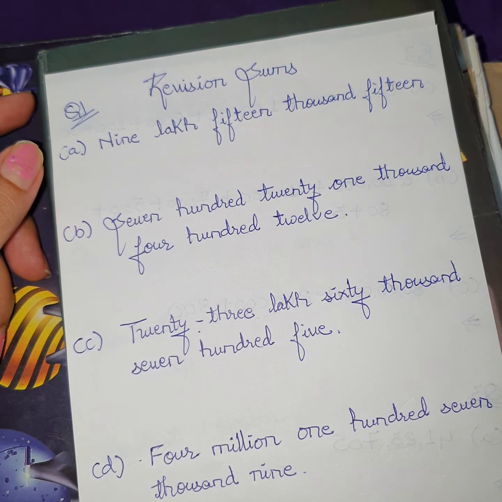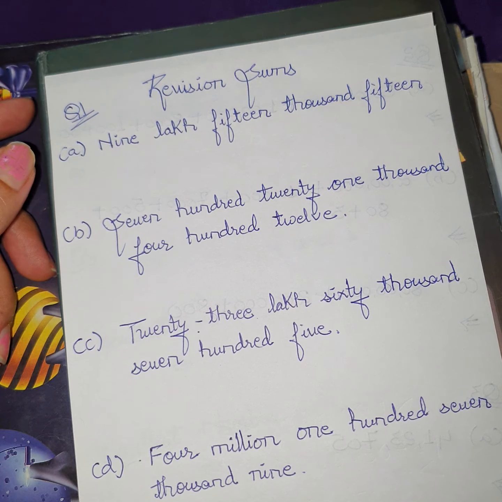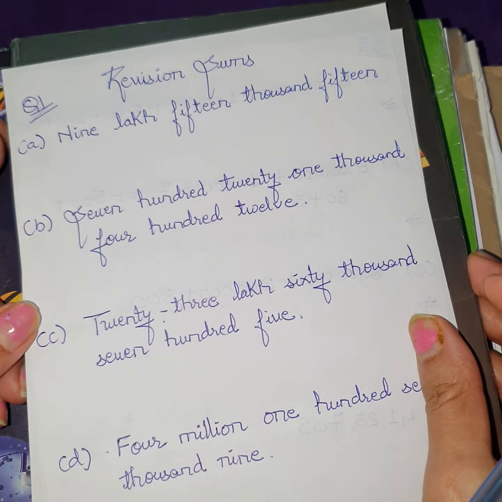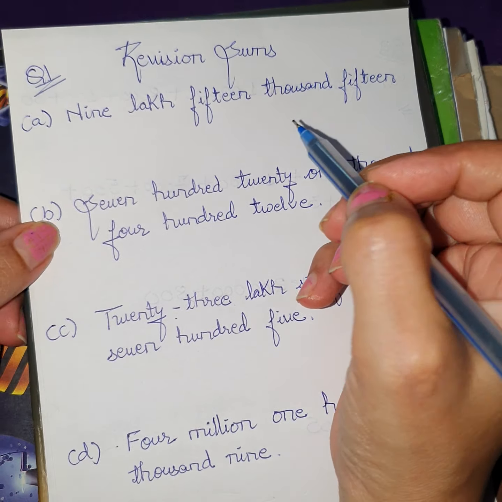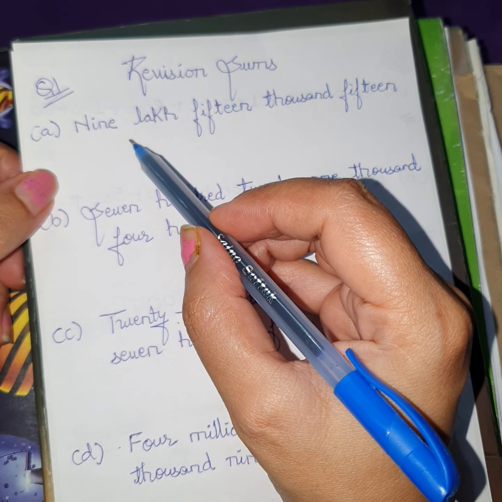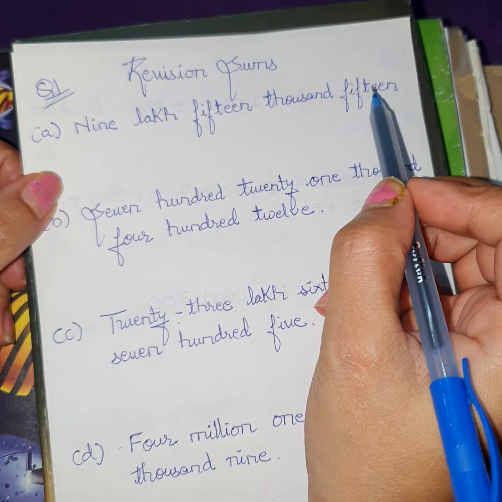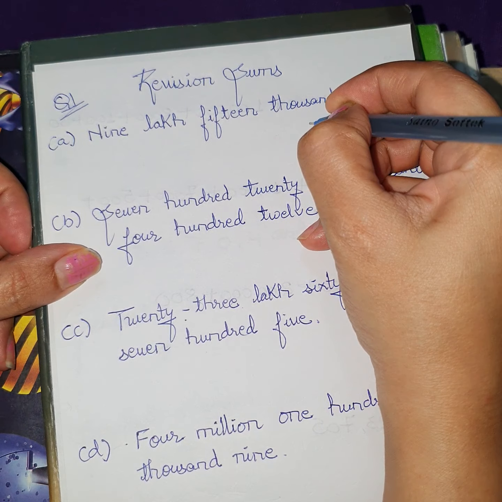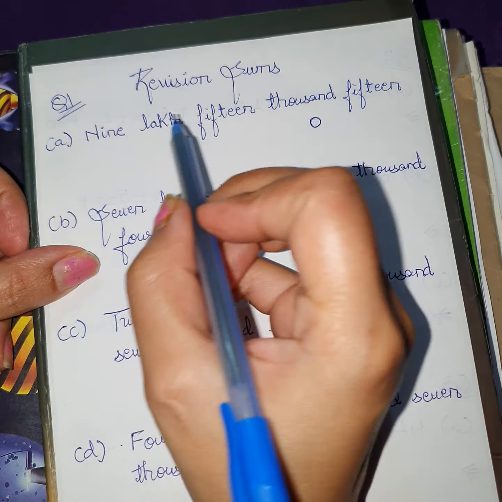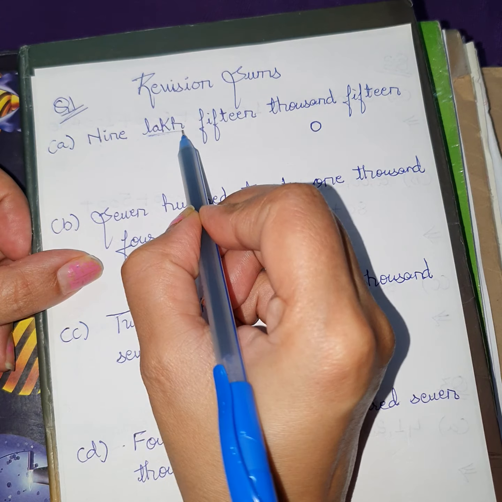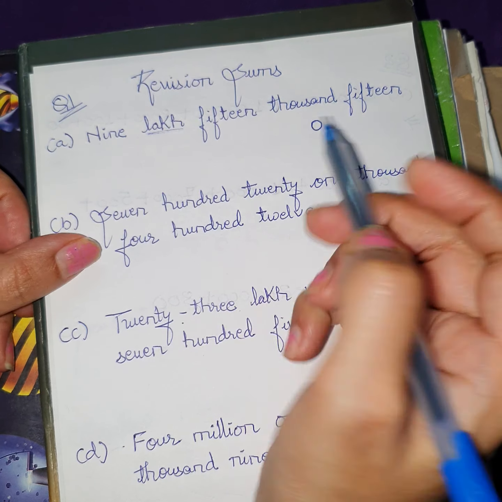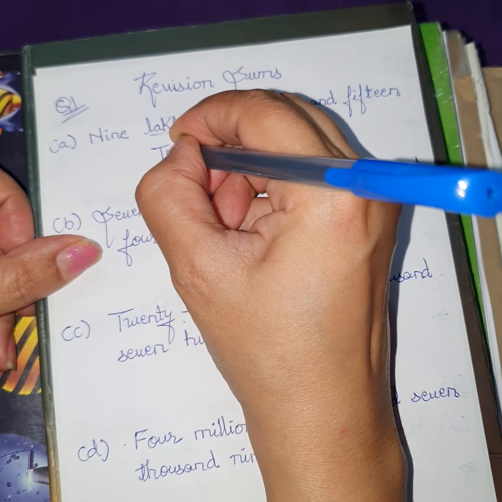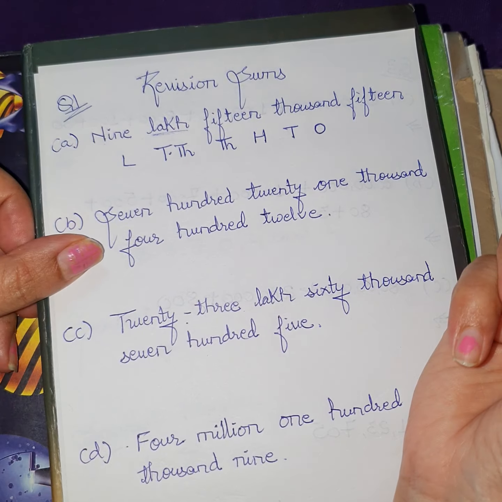So just see. In question number first, I have given you to write the numerals for the following number names. See, A part, question number first, it was to write the numeral for 9,15,015. First of all, for writing the numeral, you have to mention the places in short form, and the highest place is lakh. So we will make the place value chart till lakh: ones, tens, 100, 1000, 10,000 and lakh, like this.